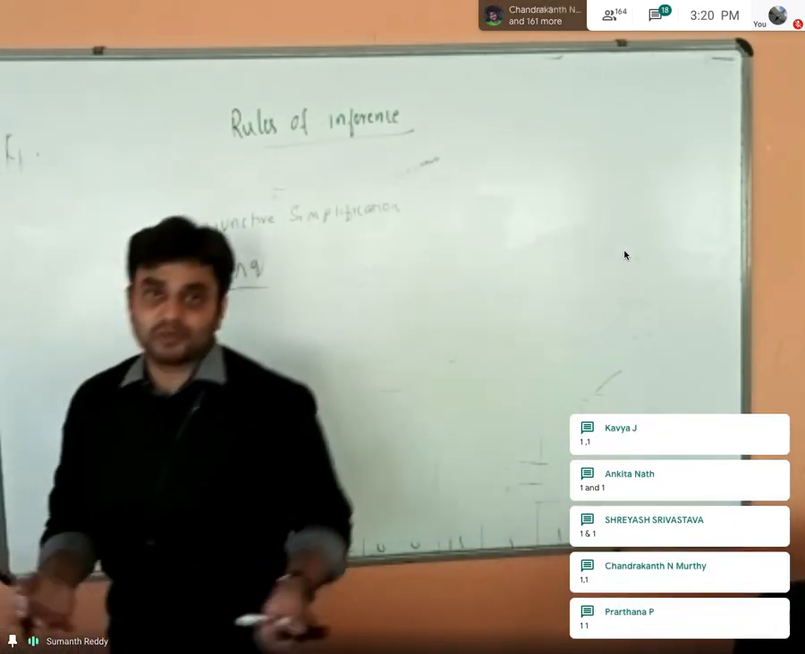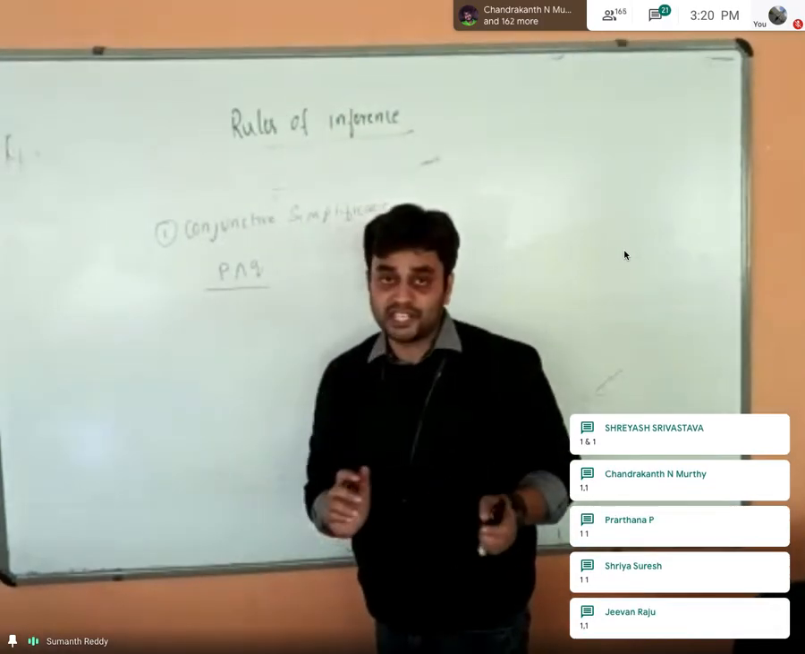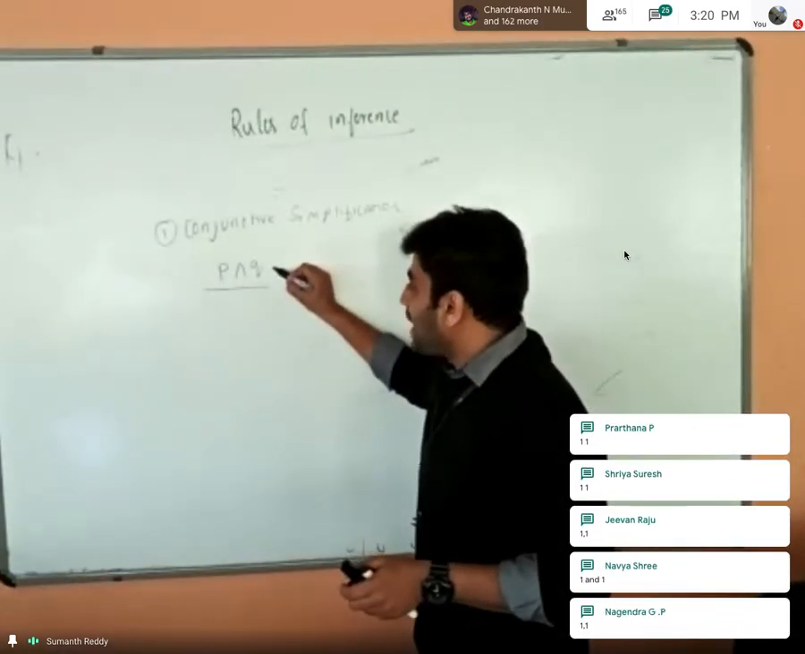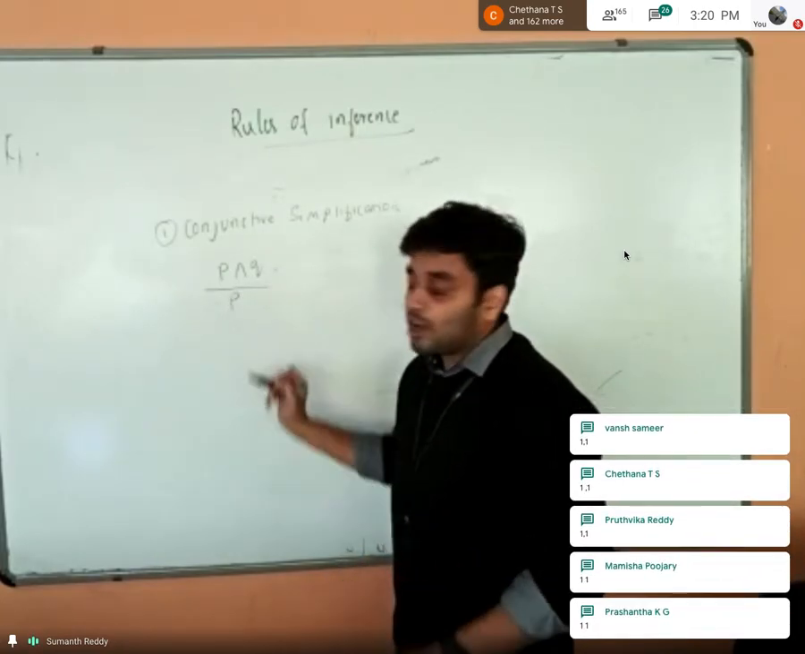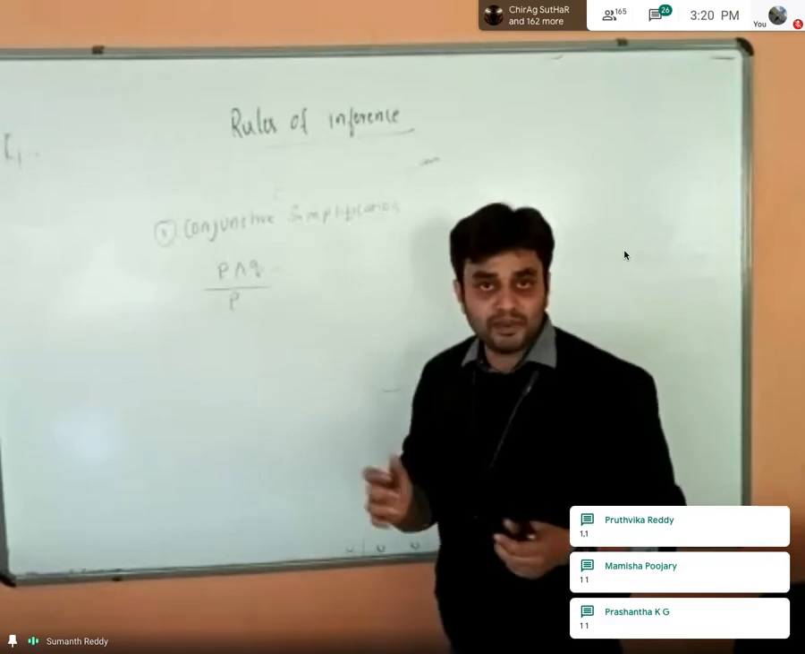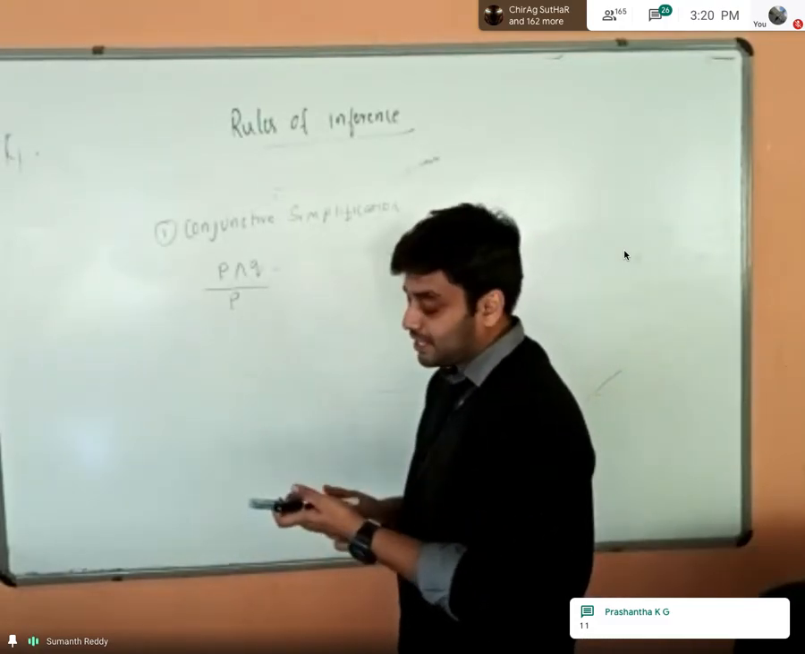So it's a very simple rule. This conjunctive simplification tells that whenever I know P ampersand Q is true, their individual propositions, that is P and Q, will also be true. That is a very simple rule, right? So this rule is called conjunctive simplification.